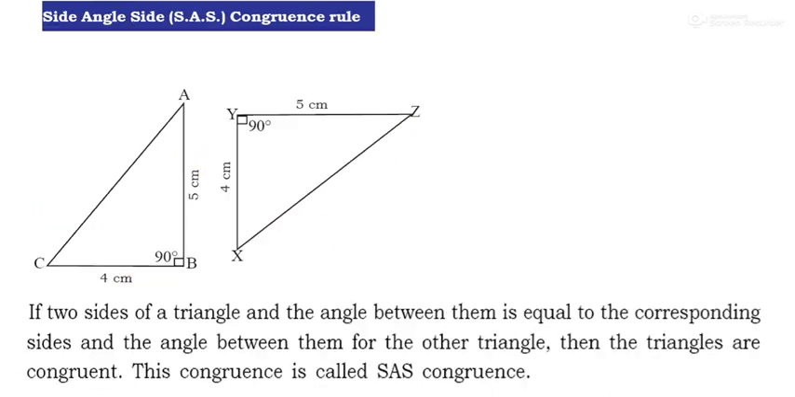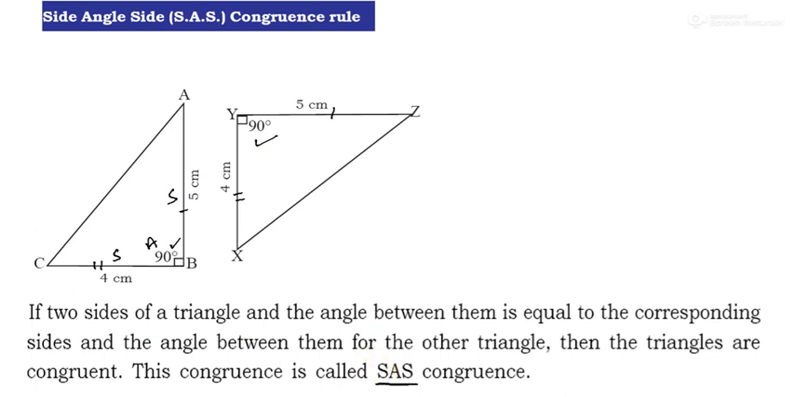Now come to the second, that is the side angle side congruency. What is in this? If two sides of a triangle and the angle between them are equal to the corresponding two sides and the angle between them of the other triangle, then the triangles are congruent. This congruency is called SAS. Yes, S is side, A is angle, and S is side. So this side is equal to this side, and this side is equal to this side, and this angle is equal to this angle. So that is called SAS.